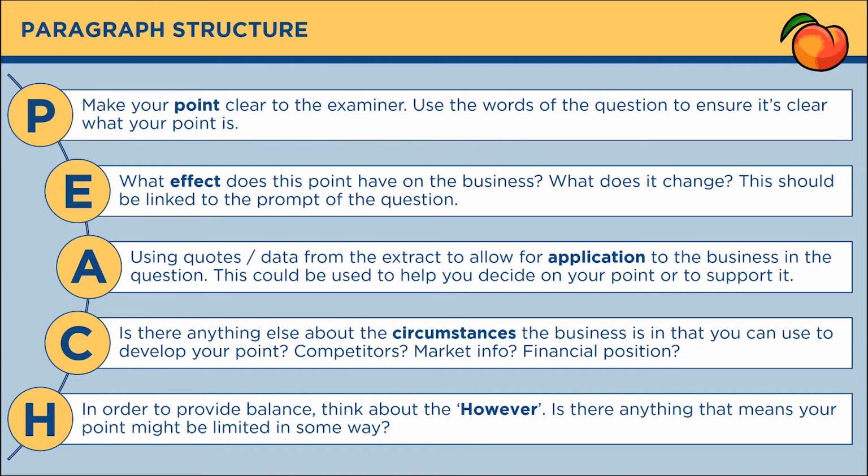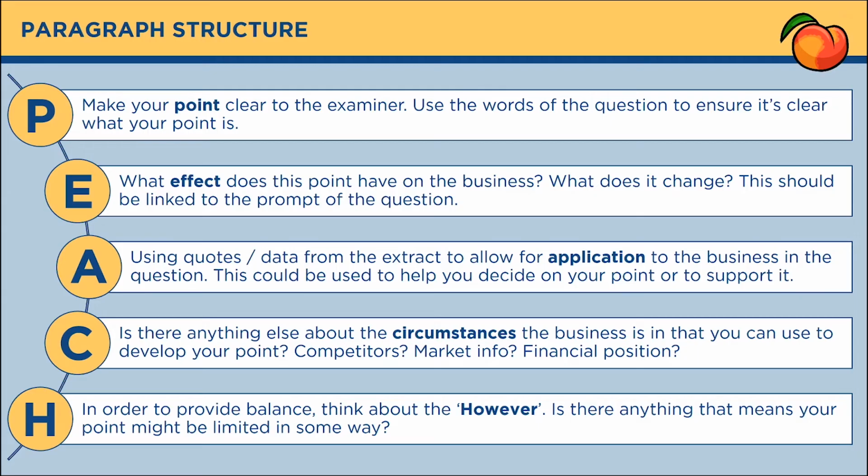And then the last one is one of the most important, and that is the however point. If the question says assess two benefits, even though it's saying to assess two benefits, you still need to provide balance. In the vast majority of questions, you need to provide counterbalance to the point that you've made. And that's where the however comes in.